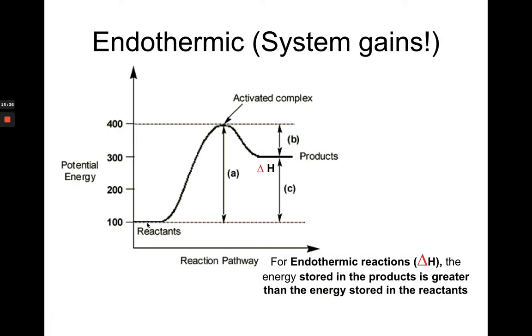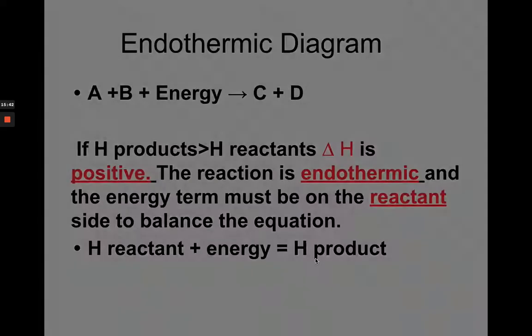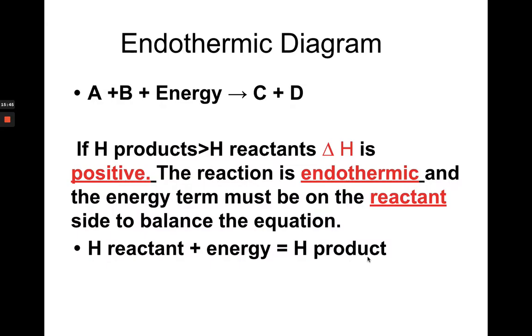If we go back, you can kind of see that. Here's the energy of the reactants. Here's our delta H. That's the energy we had to put into the system in order to get to the products. And then the products have that much in it.